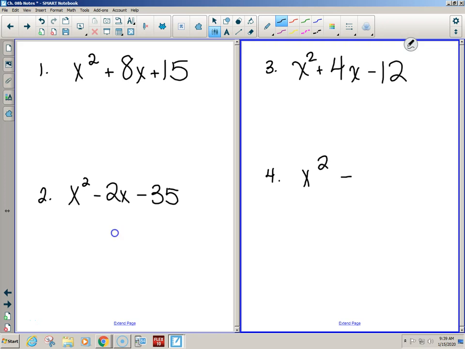If you have an answer, just hold it up. You may move on to number 2. Pass the marker, pass the whiteboard. 5 and 5. 5 times 5 is 25. Does that make sense? Good. Pass the marker. You guys can move on to number 2.